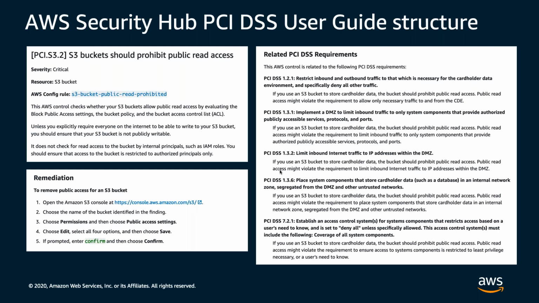Next, we have resource, the AWS service that the AWS config rule is checking against. Then we have AWS config rule. This is the full name and explanation of the AWS config rule function and some additional information. Then we have associated PCI DSS requirements. This is the applicable PCI DSS requirement name and explanation, as well as the rationale why this AWS Security Hub rule check meets the specified PCI DSS requirement. Lastly, we have remediation. These are instructions on how the customer can configure the service in order to be compliant with the AWS Security Hub rule check.